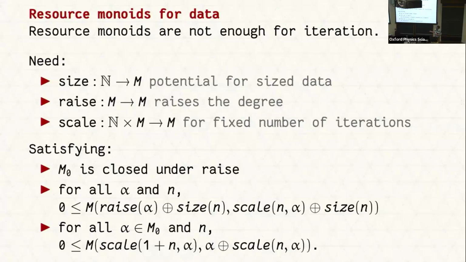And the key property is that if we've raised the potential, so we've increased its degree, then as long as the size of the potential is greater than n, that can pay for n many iterations and retain the size. This sort of shows that if we raise the degree of the polynomial, then it's always going to beat just having a fixed number of iterations of that polynomial, for any n, as long as the potential in the size is n.